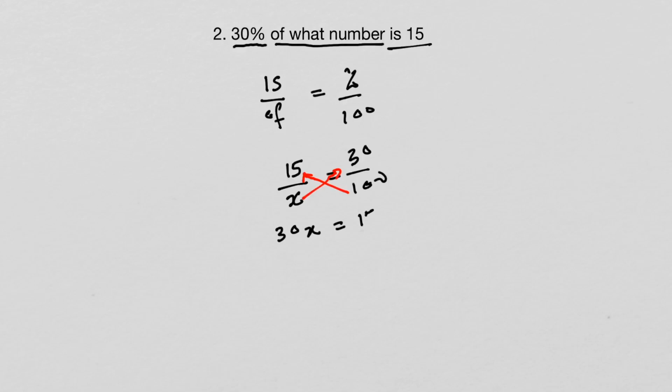Then we have 15 times 100. I usually do not do the actual multiplication yet. Now we have a one-step equation. The 30 is multiplying, so we will divide both sides by 30. This will cancel out. We can cancel out these zeros. The 3 can divide the 15 5 times. Now we have 5 times 10. This will give us 50 as the final answer.